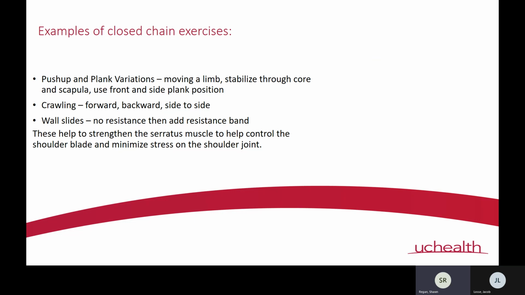Wall slides are another good one. Here you can do these in varied ways, but you can put your arms against the wall using a band when you're ready. You can perform those T's and Y's type exercises if you want. One of the keys we're looking for is to help strengthen the serratus muscle, which is on the front of the rib cage, and that helps to control the shoulder blade as you're moving around.